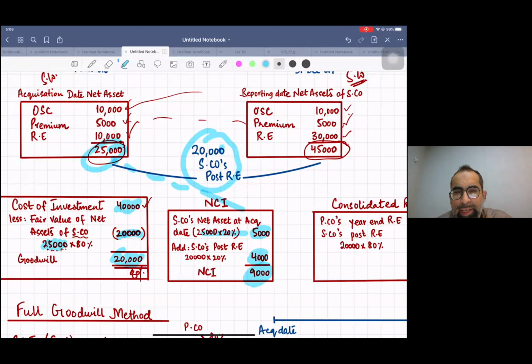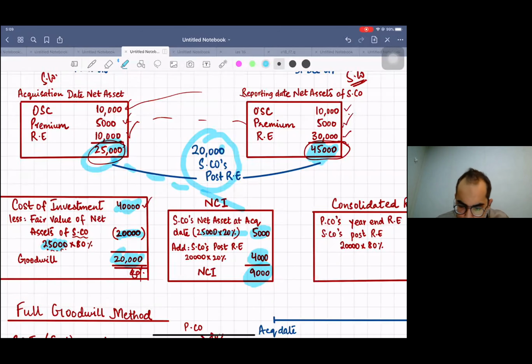But we have a shortcut as well for this. Sir, what is the shortcut? You can directly pick up S company's reporting date net assets packet and just multiply it by 20%.